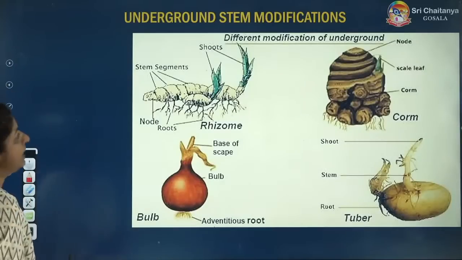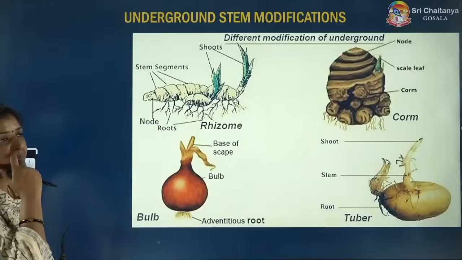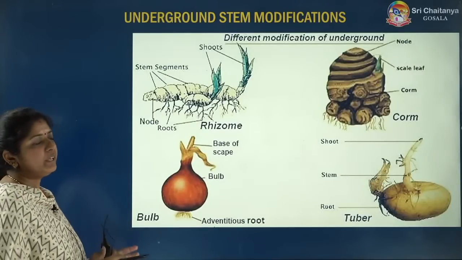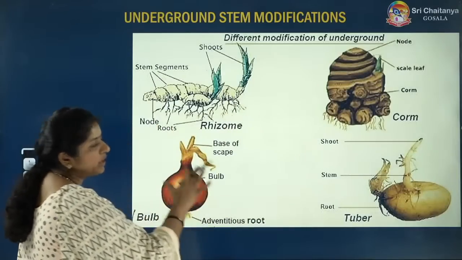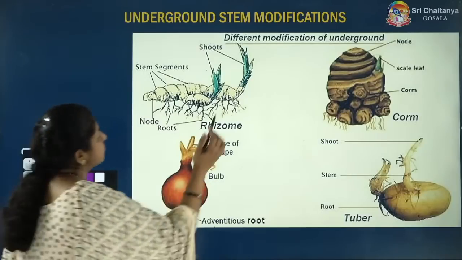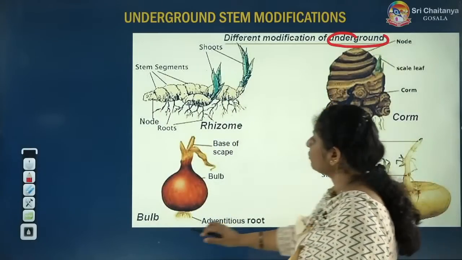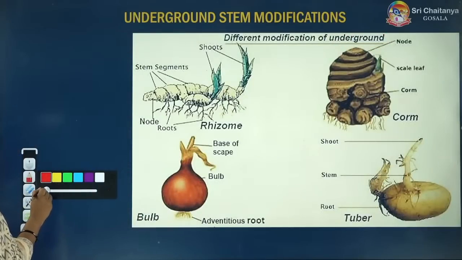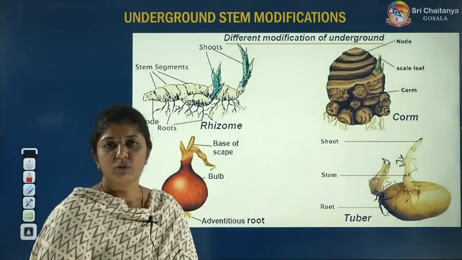Okay. Now can you see these are the modifications? Fine. I think it is stable for you now. So these are the one category of modification of stem I have shown you. This modification you call it as what? Underground stem modifications. What do you mean by underground stem modification? Obviously which is below the surface of the ground, right?